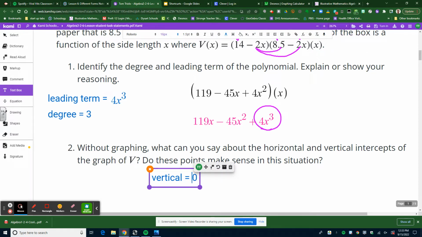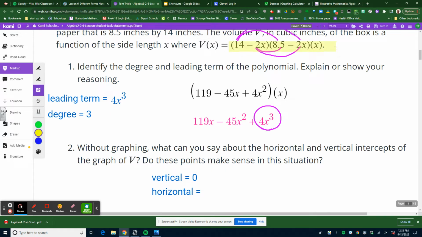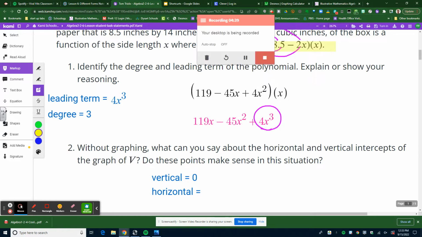Horizontal, a little bit more work. Okay? I'm going to give you a couple more minutes. And I don't want you to look at the thing we just created. Look at factored form, because that's what we've done before. So look at your factored form in the original. So right up here, I got 3 factors. That should help you figure out how many horizontal intercepts I got.